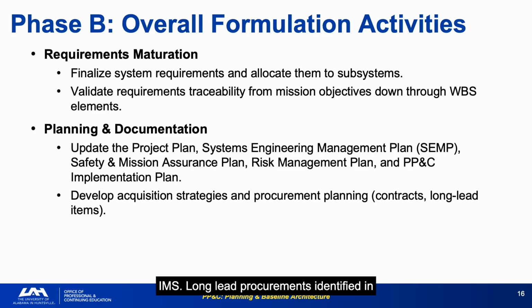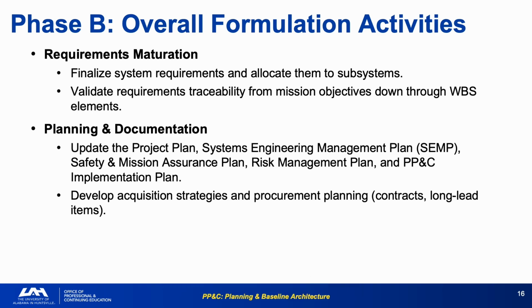Long lead procurements identified in Phase B require contracting actions that take 6 to 18 months. If you do not identify them early, you'll be managing a crisis in Phase C when hardware doesn't arrive on time. Programs that update their project plans and SIMPs in Phase B without updating the cost and schedule to reflect what the design maturation actually revealed end up committing to a baseline they cannot execute.